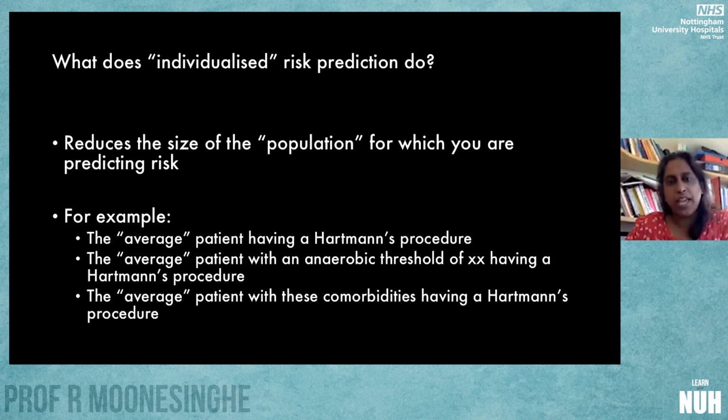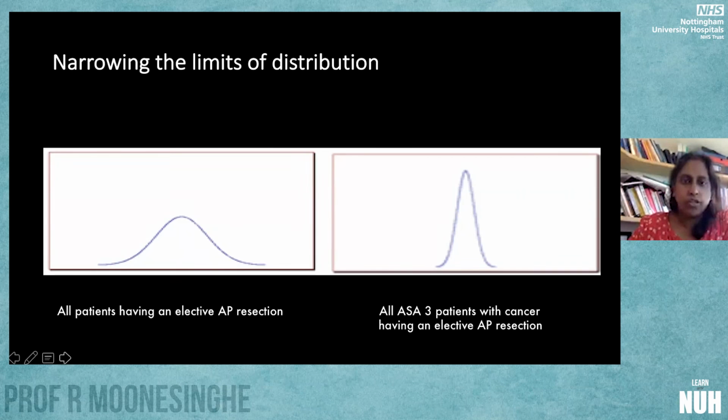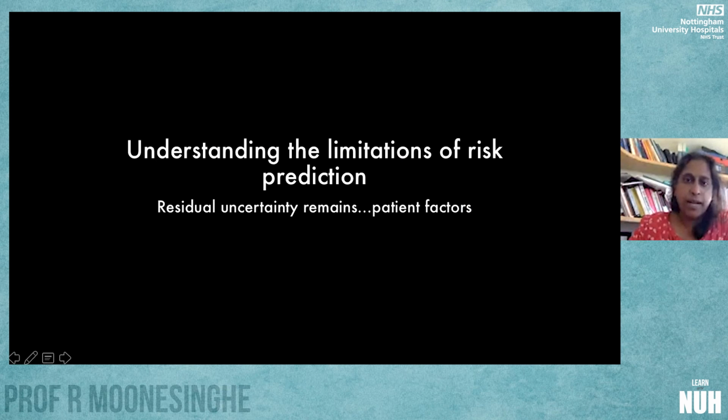So you're moving from the average patient having a Hartmann's procedure who might have a 2% risk of 30-day mortality, I don't know what it is, but let's pretend for a minute, to predicting to the size of the population of the average patient with an anaerobic threshold of 12 having a Hartmann's procedure, or the average patient with this list of comorbidities having a Hartmann's procedure. So you're just moving your bell-shaped curve from looking a bit like that to looking a bit like that on the right. You're just narrowing the limits of your distribution.